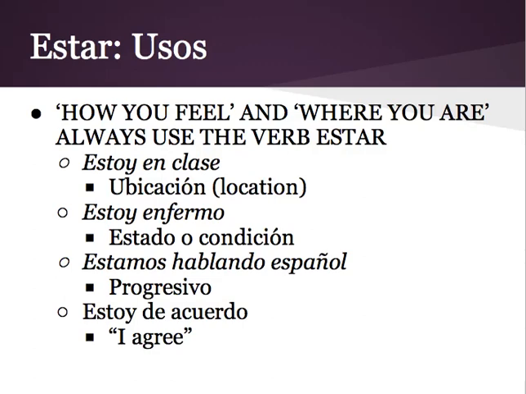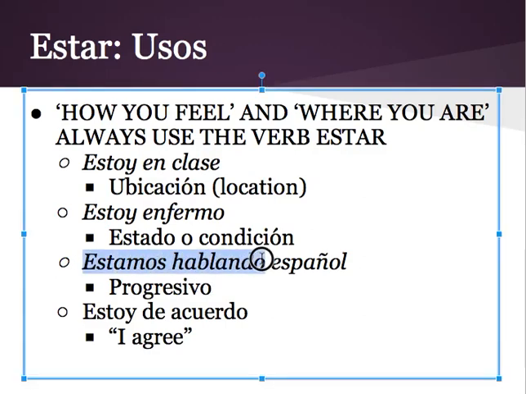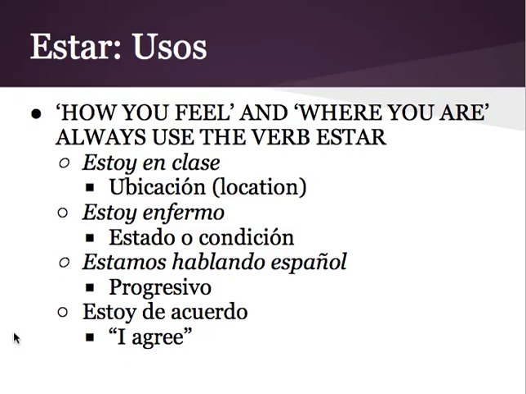Estamos hablando español. Okay, we are speaking. When we use the progressive, el progresivo, it's estar with one of these gerunds, right? Hablando, to be speaking. We use estar with the progressive tense. And then we have phrases that normally go with estar, such as estoy de acuerdo, I agree. If I said estamos de acuerdo, we agree, right? Again, so these uses: location, state, feeling, the progressive, and certain phrases like I agree, or we agree, or you agree.